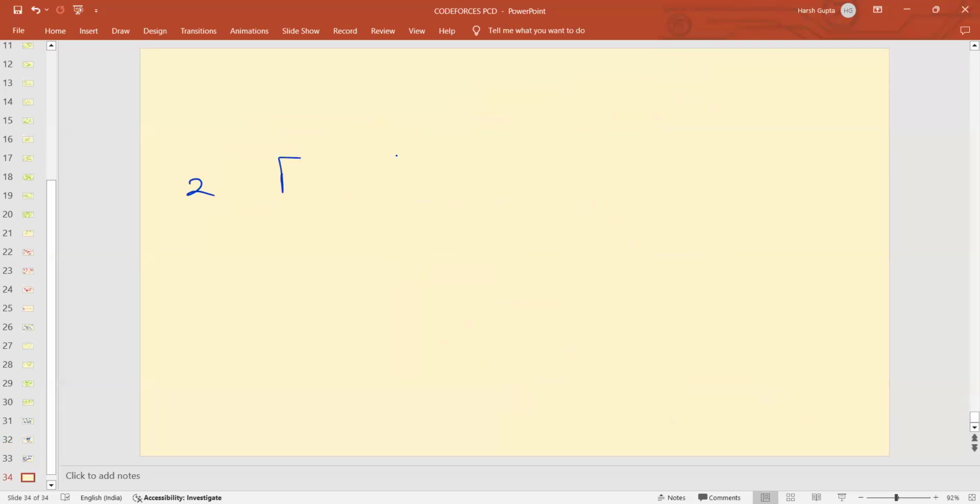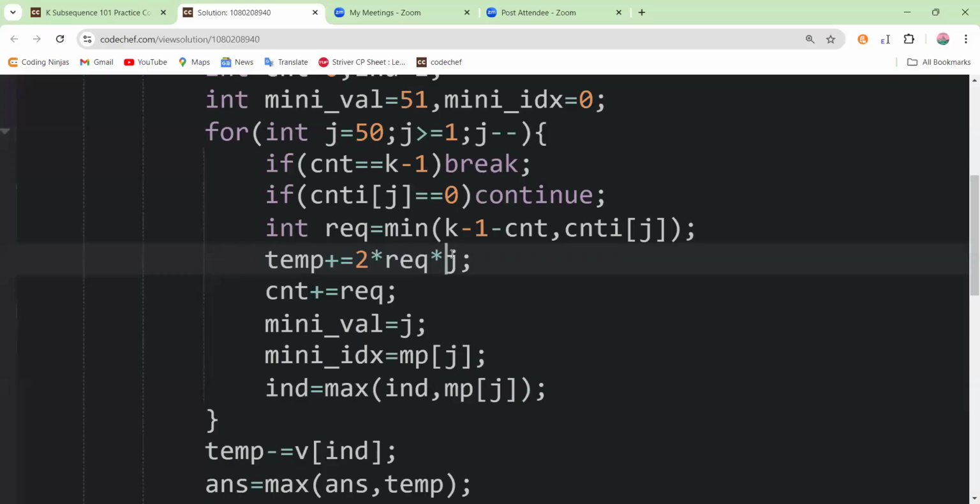If you have 2 and you are choosing k-1 elements, every element will get added twice except for the last element. We will compensate for this last element later, but for now just assume that every one of these k-1 elements is getting added twice. So this is something that I am doing. If we are taking the element j required number of times, the sum that it will contribute is j into required into 2. The minival is the minimum value that we have taken of the k-1 elements, and this mini index is the index of that particular value, the rightmost index of that particular value.